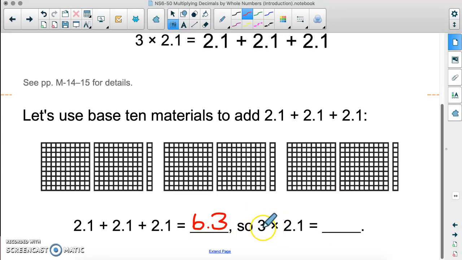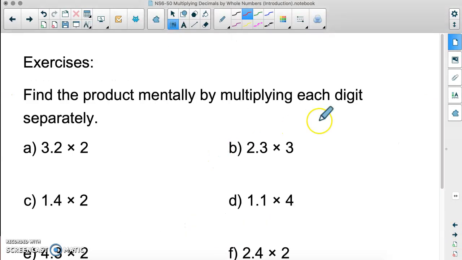You're timesing the 2 by the 3, so you're getting 6. Then we'd multiply the decimal digit. We multiply the 1 times 3, so we're getting 6.3. We're multiplying both of these digits by 3 separately. So let's look at this here.